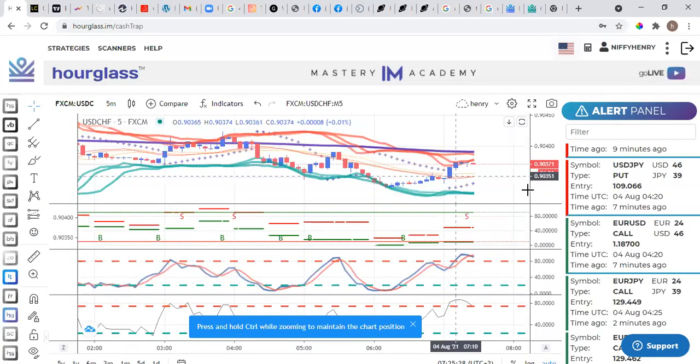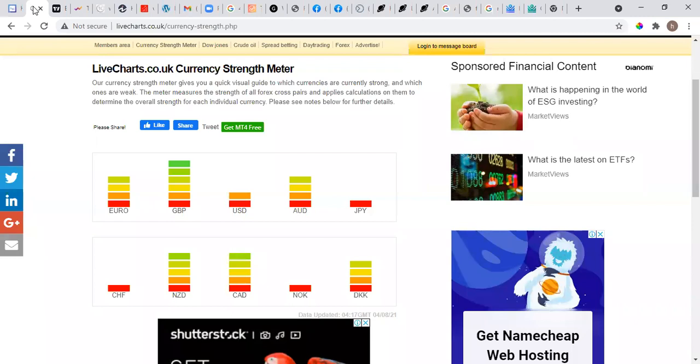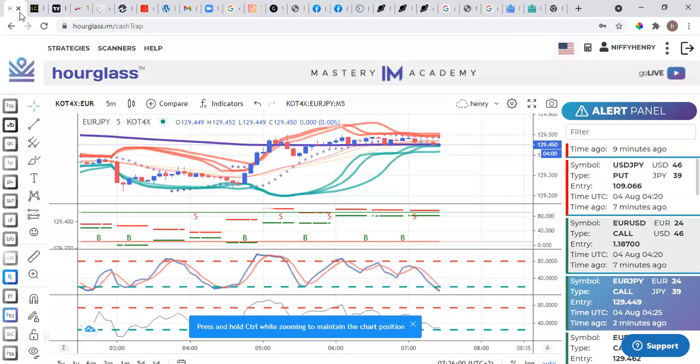That's the first confirmation. Cash Trap also gives you the currency strength meter, and it's good because it shows it in numbers, not in graphic representations like the currency strength meter. Right now, let me refresh this, because Cash Trap is telling me that JPY is a bit stronger than Euro USD.